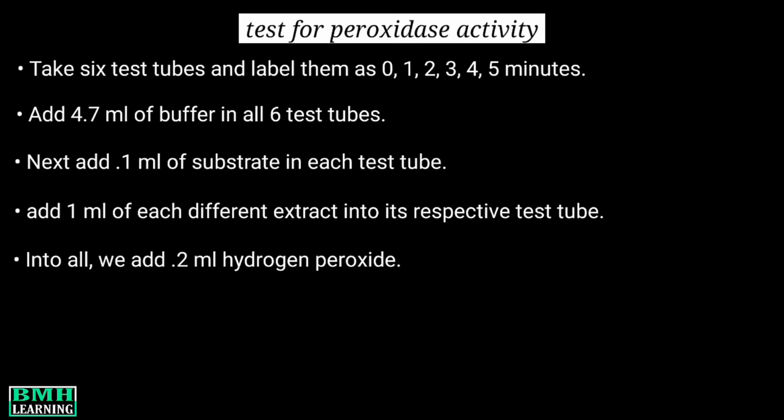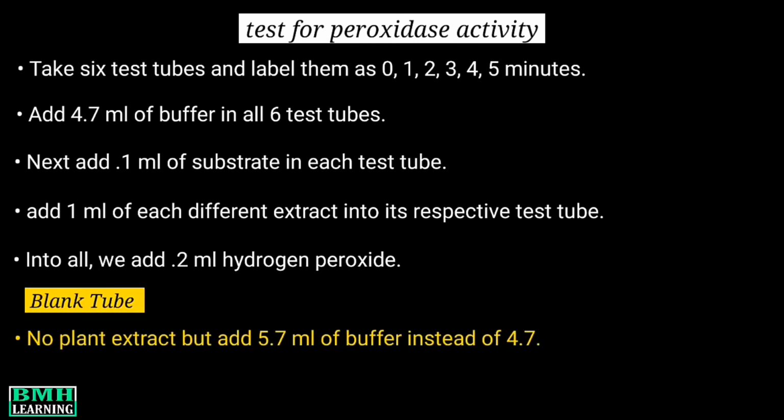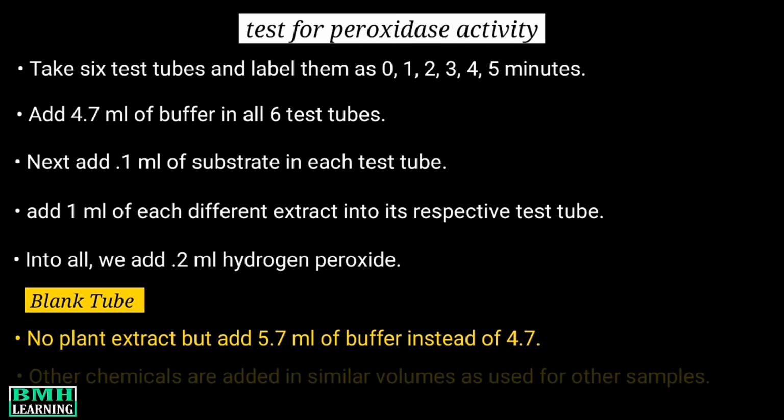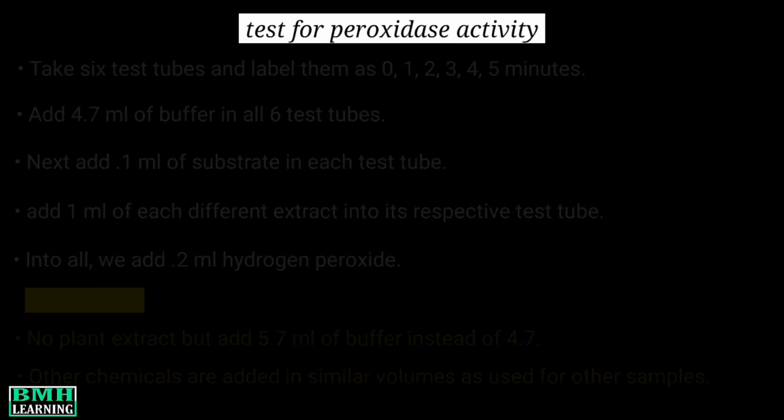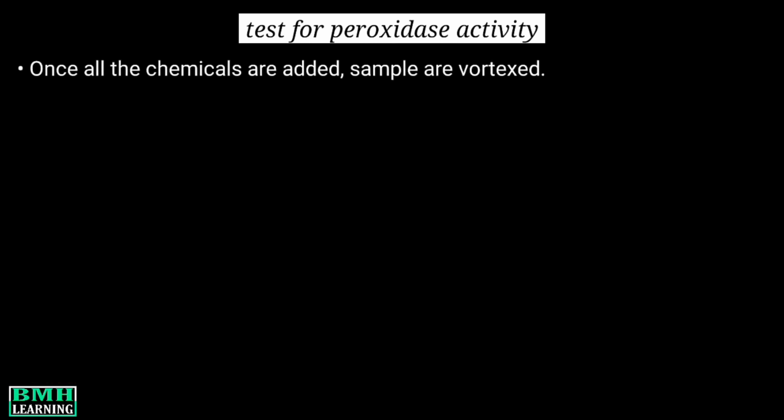Apart from these tubes, also set one more test tube labeled as blank. Into this tube, we don't add any plant extract, and we add 5.7 ml of buffer instead of 4.7. Other chemicals are added in similar volumes as used for other samples. Once all the chemicals are added, the samples are vortexed for proper mixing of the contents.